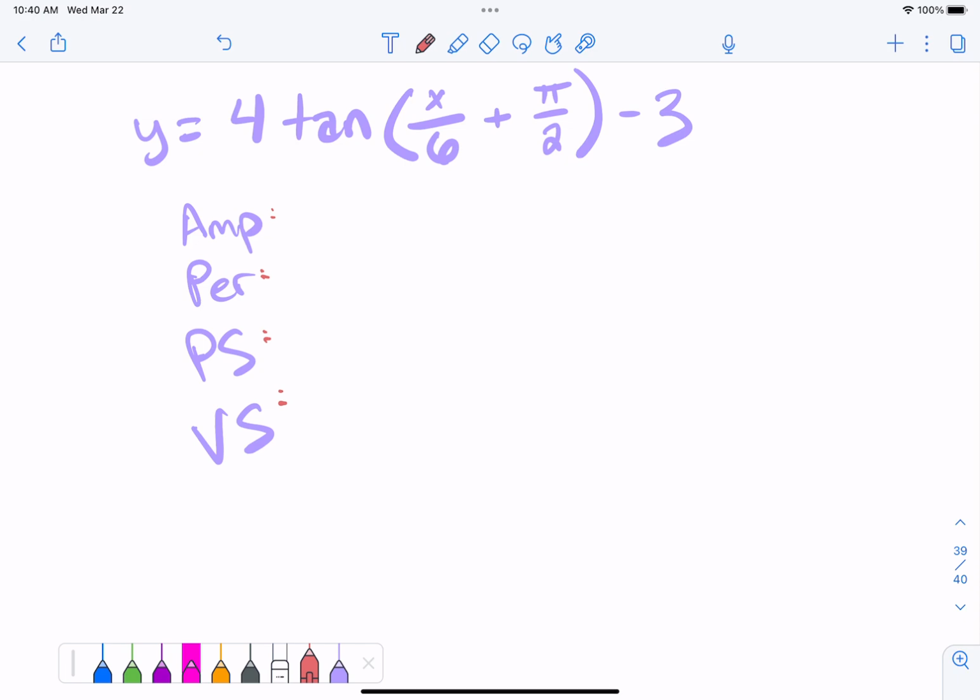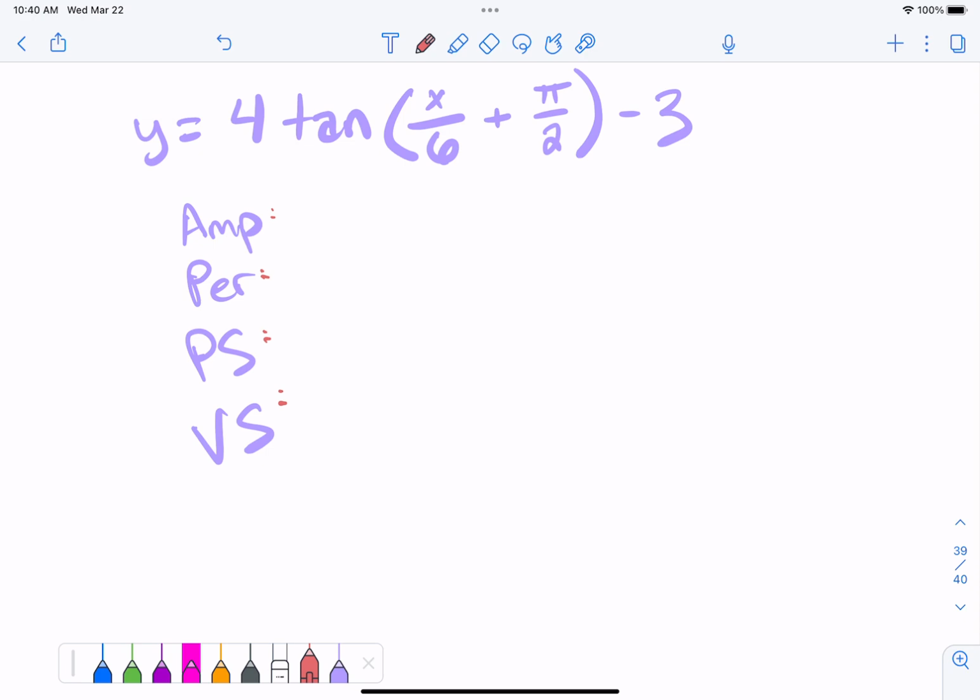I don't think your phase shift is right. When you multiply it to the common denominator, I don't think your phase shift is right. I know this is right. I think your phase shift is right. Yeah.